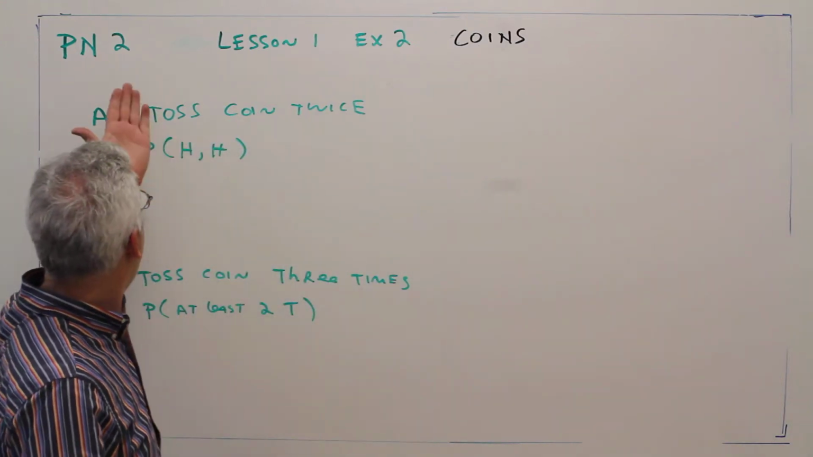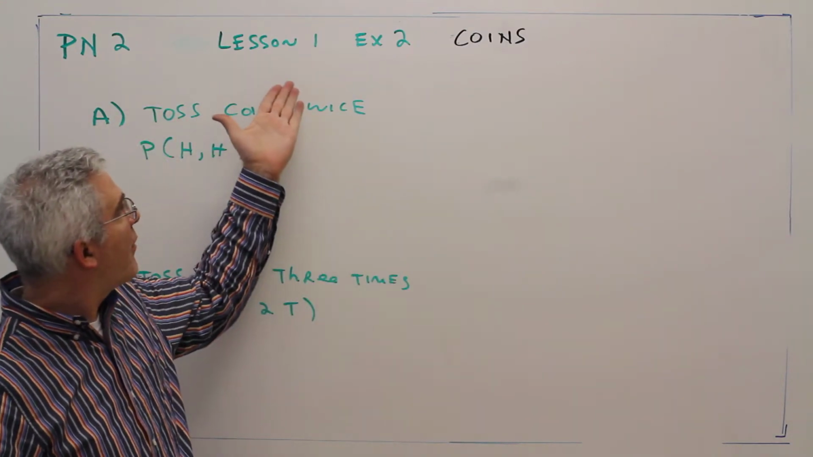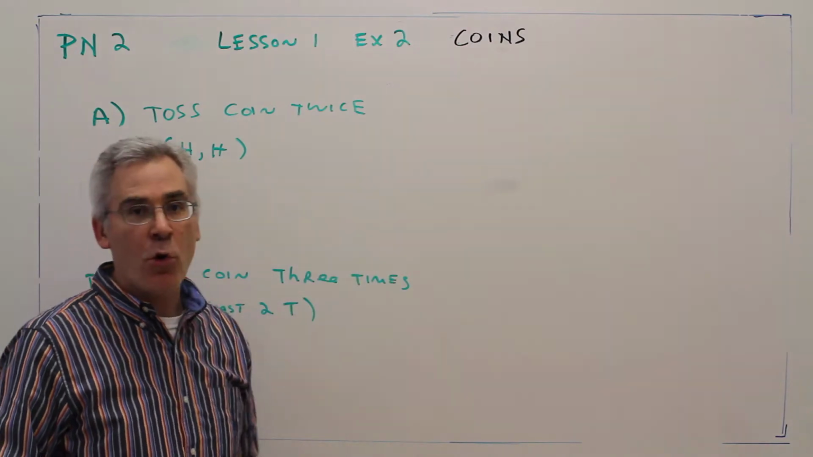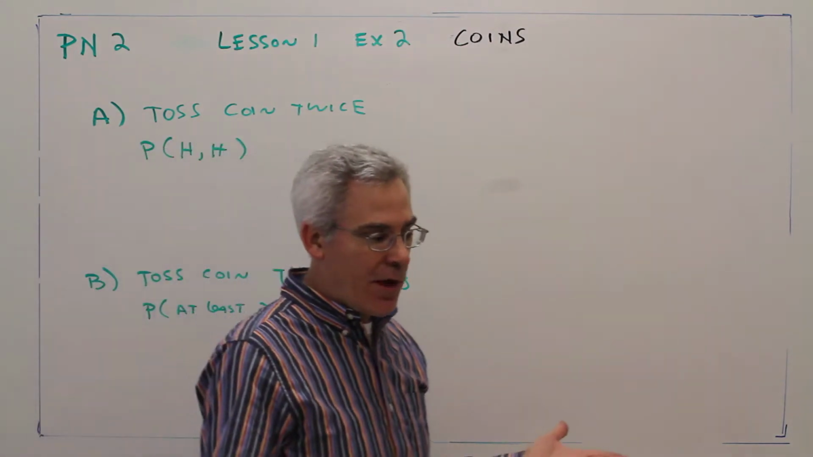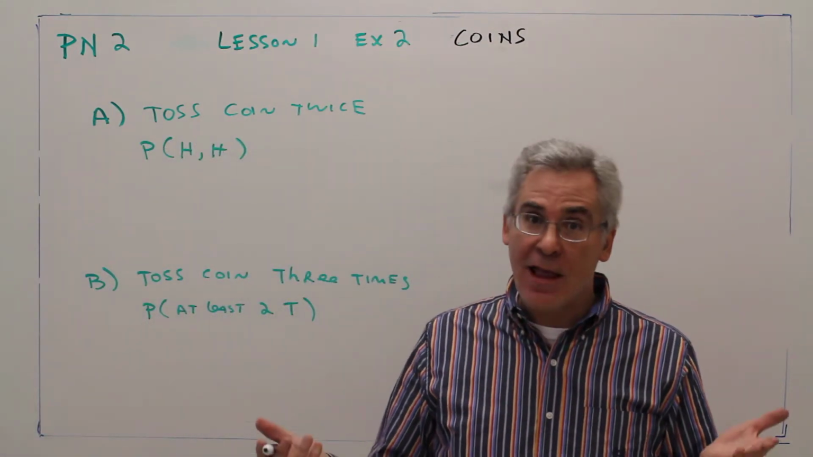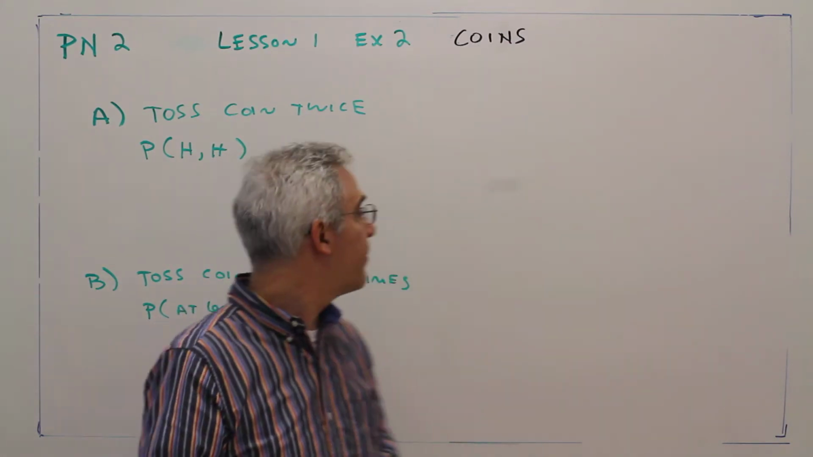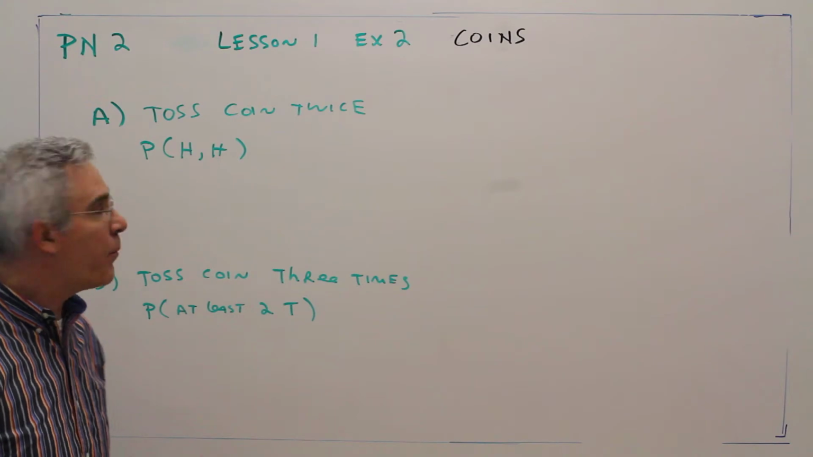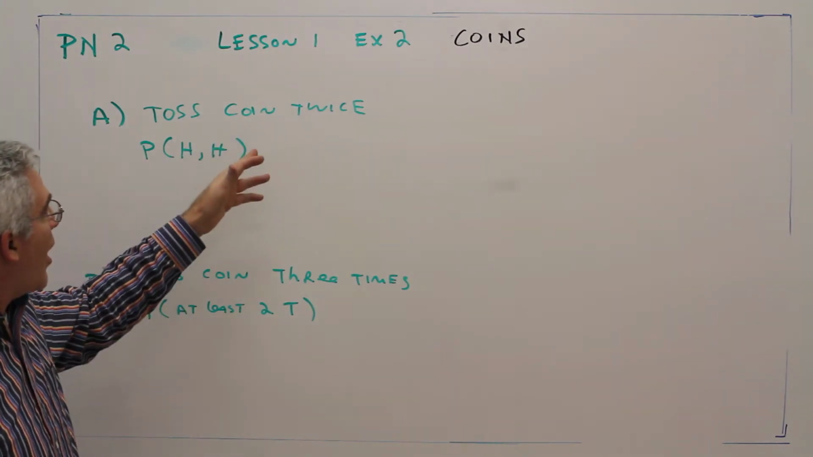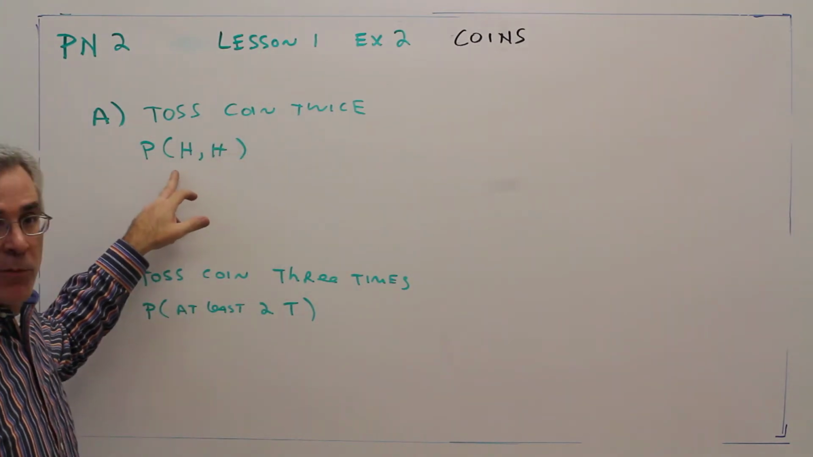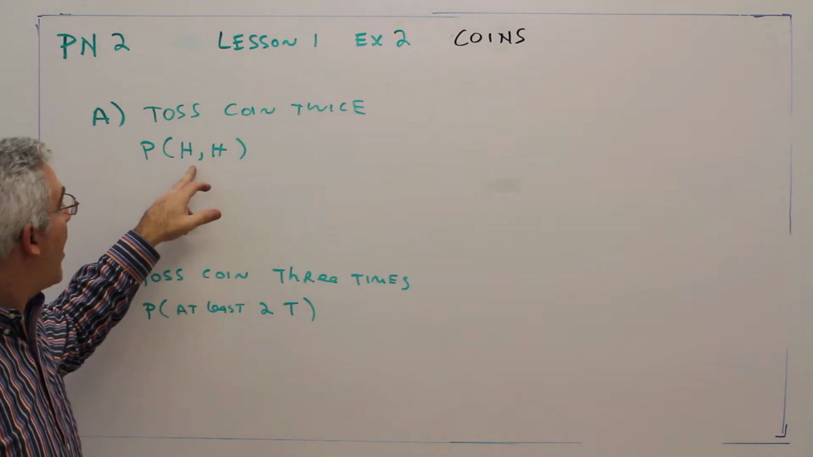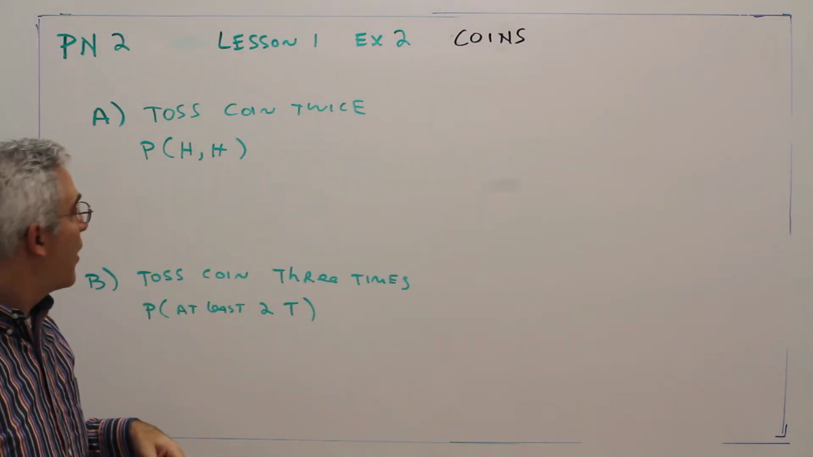Welcome to video PN2. This will be from lesson 1, example 2, coins. Coins have two sides, heads and tails. We won't talk about the case where they land on their edge. All right, there's two parts. Part A, you toss a coin twice, find the probability of getting heads on both tosses.